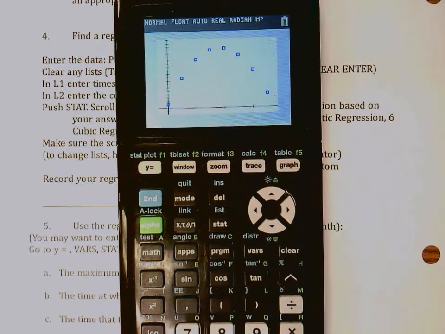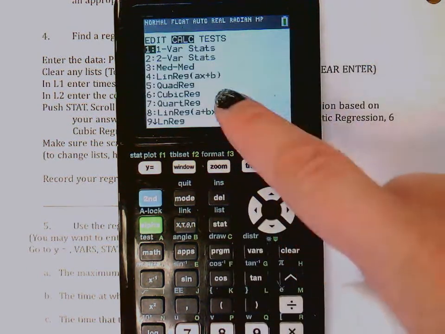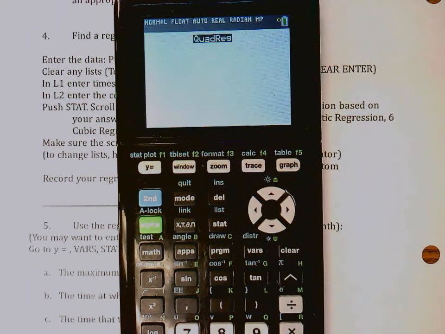All right, so you're going to type now, stat calculate quad reg. That stands for quadratic regression. So go under the stat key again, calculate QuadReg, because it's a quadratic, choice 5.